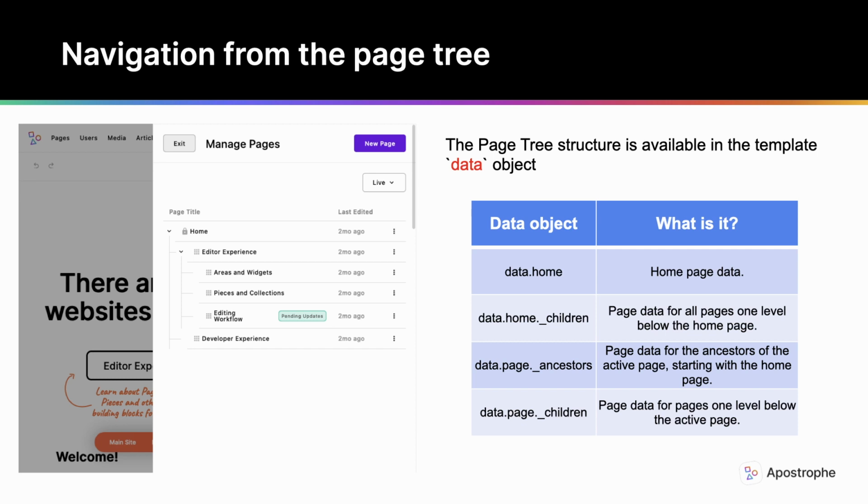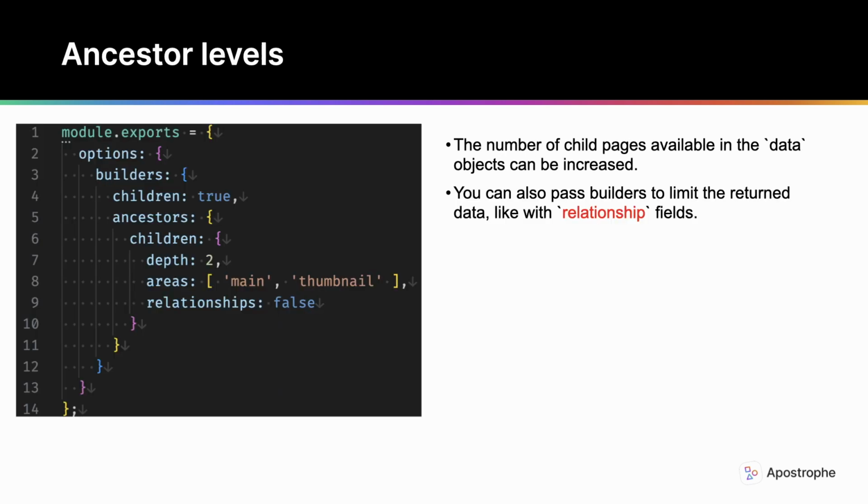Furthermore, the placement of pages isn't fixed, as Apostrophe CMS enables rearrangement via a simple drag and drop mechanism. Crucially, information about this hierarchical tree structure is incorporated into the data object, which is readily accessible to any template. This aspect can prove highly beneficial, especially when dealing with parent or ancestor pages in your site navigation. We will go into the data.home and data.page objects as we work through this tutorial. By default, one level of children is available on each ancestor as well as on the home page.